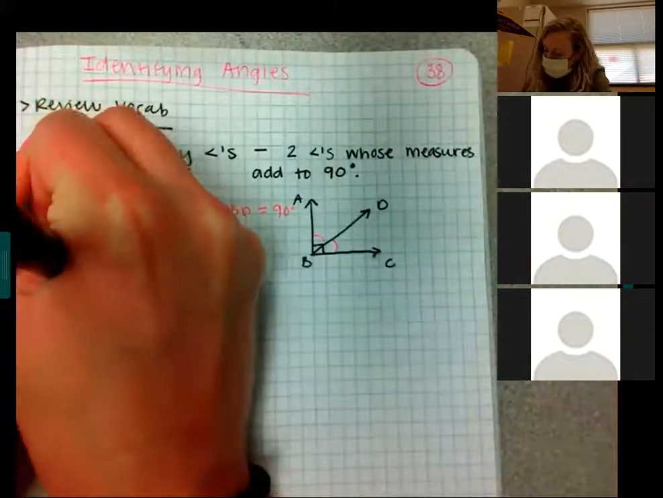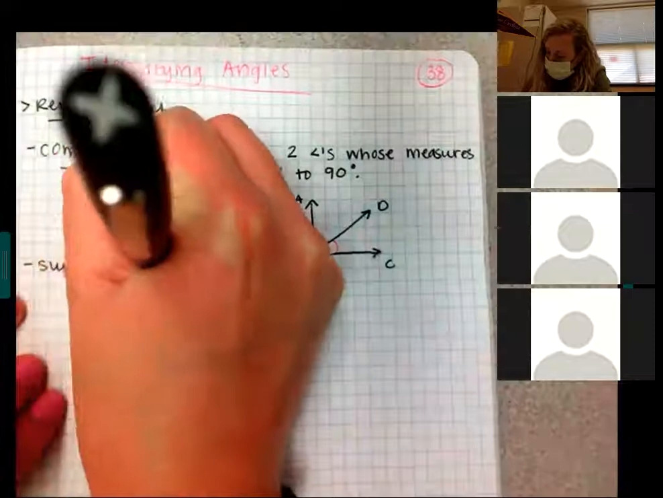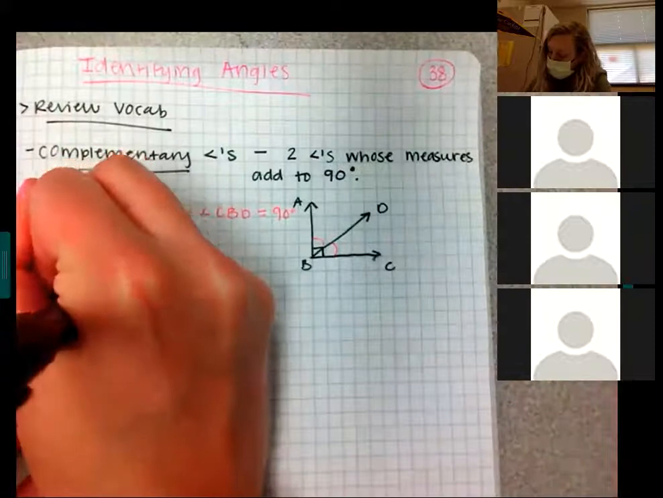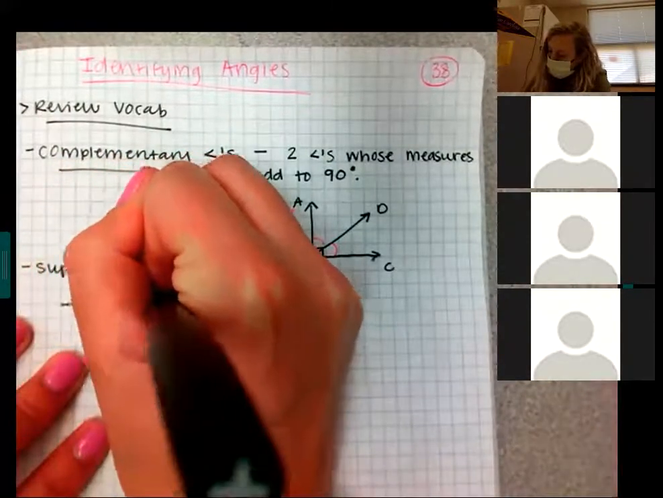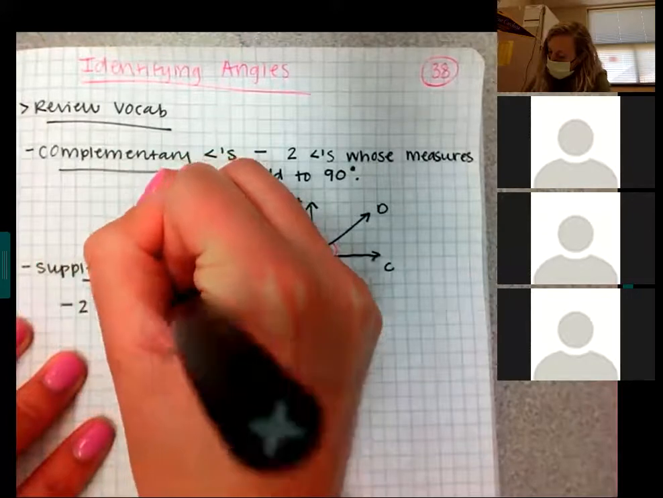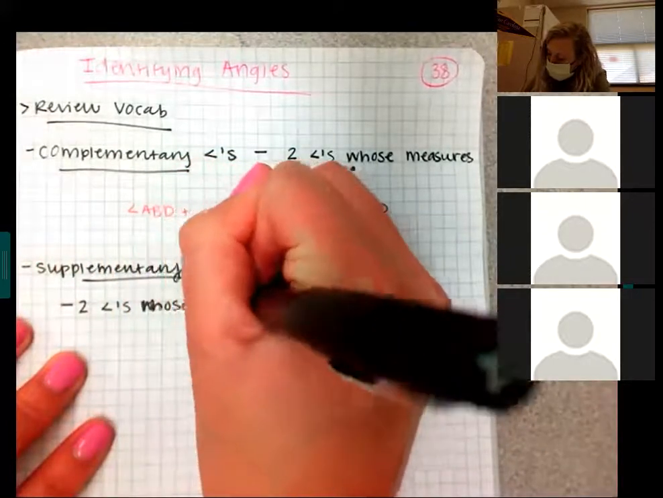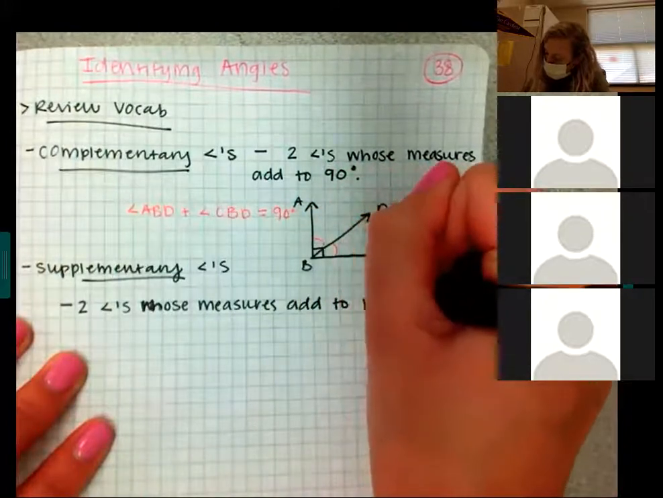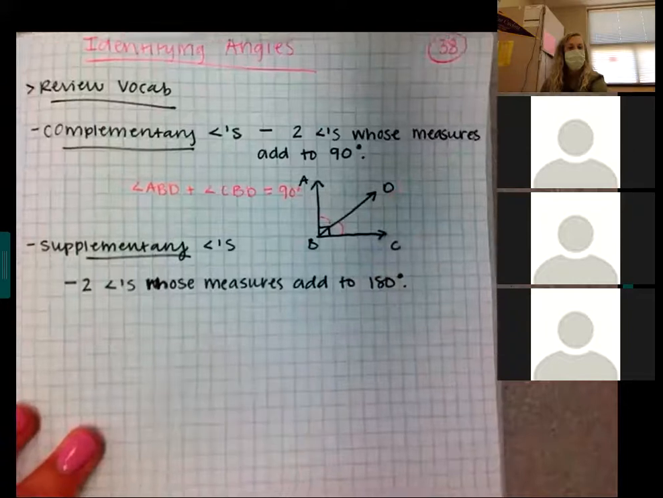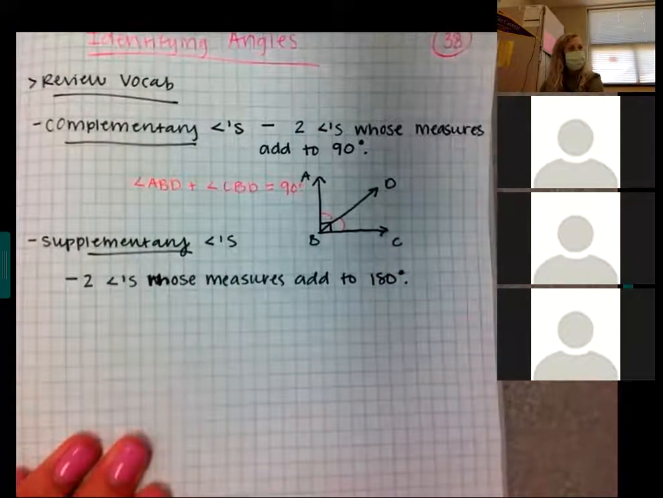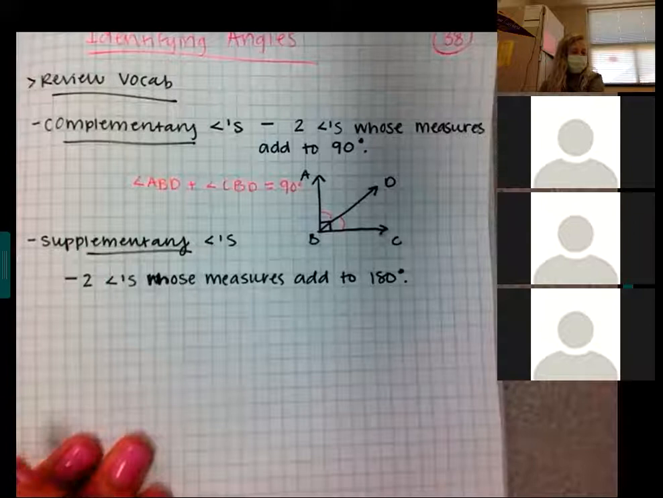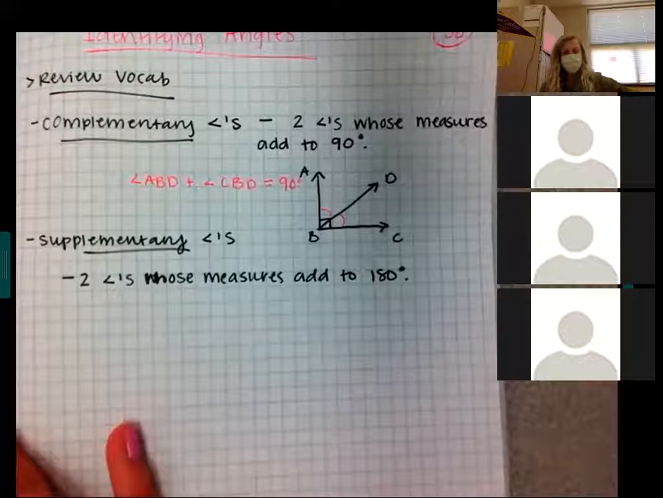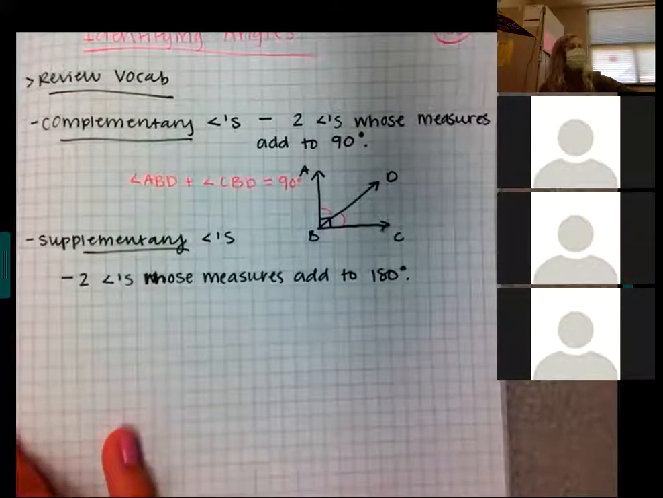Supplementary angles. Add to what? Very good. Supplementary angles are two angles whose measures add to 180 degrees. That should also be reviewed. Good. You'll definitely know what the next two are. If you don't, I'm going to be like, what the heck? Yes, we're getting there. Two angles whose measures add to 180 degrees.